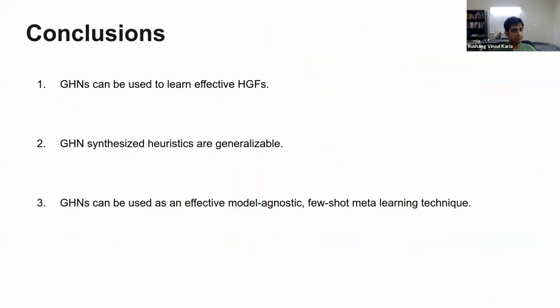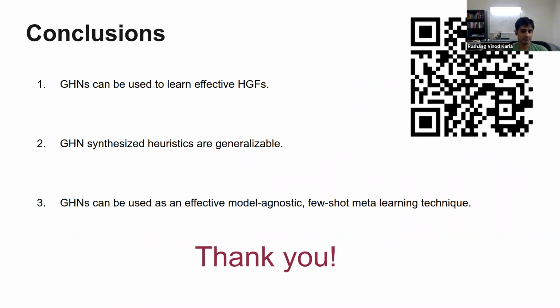So in conclusion, GHNs can be used to generate effective HGFs, which are generalizable, and they can be used to reduce the planning effort. And more importantly, they can also be used as an effective model-agnostic few-shot learning technique when you don't have access to any training data. Thank you, guys.